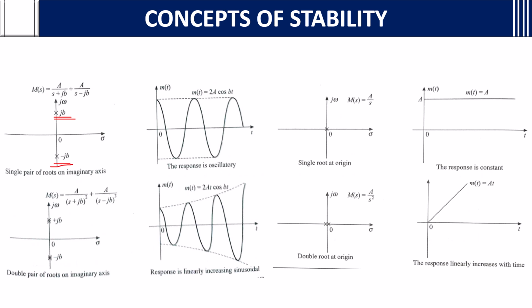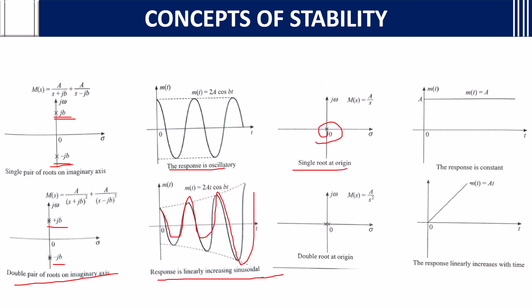If it is like this, then there is a double pair of roots on the imaginary axis. Why? Because S plus JB whole square, S minus JB whole square. So a double pair is present. Then 2A cos bt. The response is oscillatory. The response is linearly increasing sinusoidal.